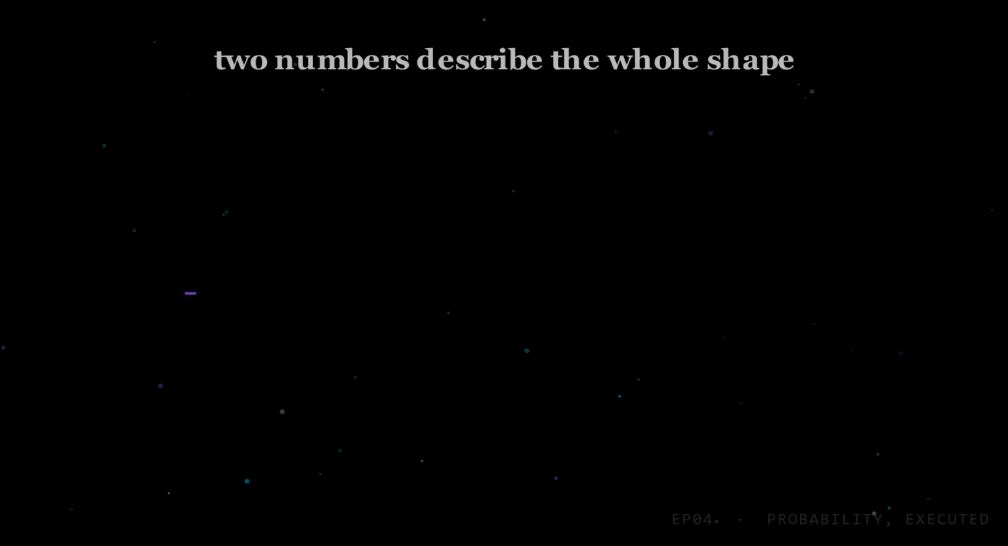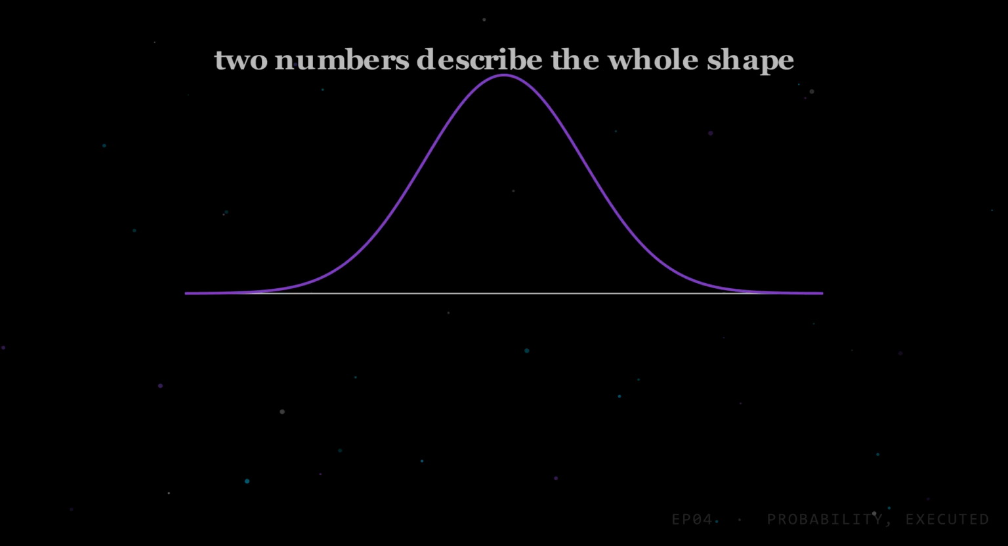The normal distribution has exactly two parameters, which is part of why it's so convenient. Mu, the mean, says where the center sits. Sigma, the standard deviation, says how spread out it is. That's it. Two numbers fully describe the entire shape, forever, at every point. Almost no other distribution is that cheap to specify, and that cheapness is a large part of why it's the default assumption everywhere.